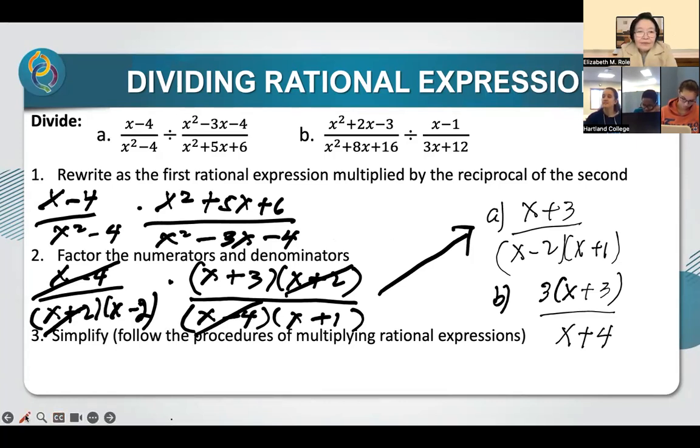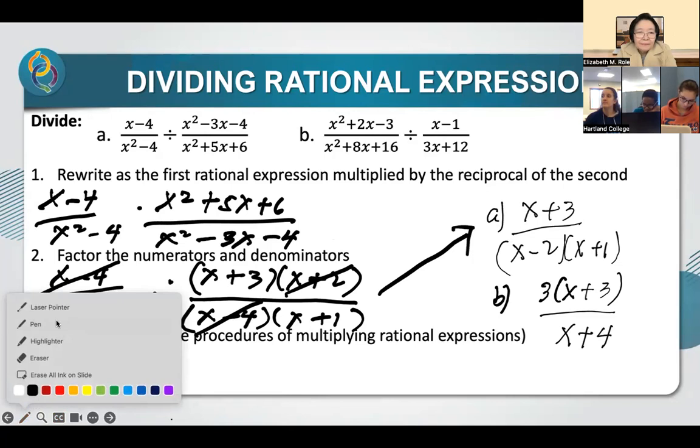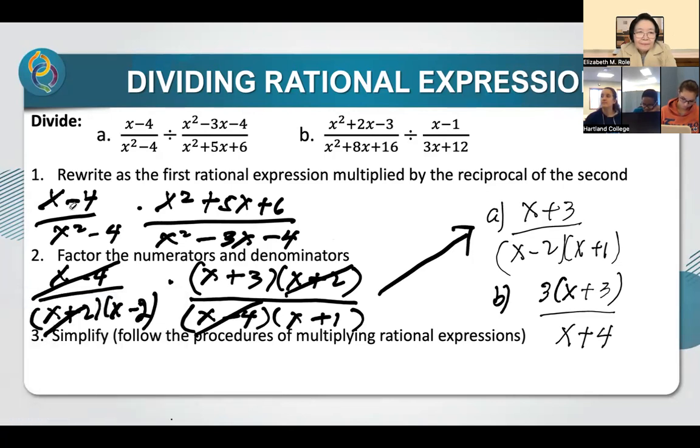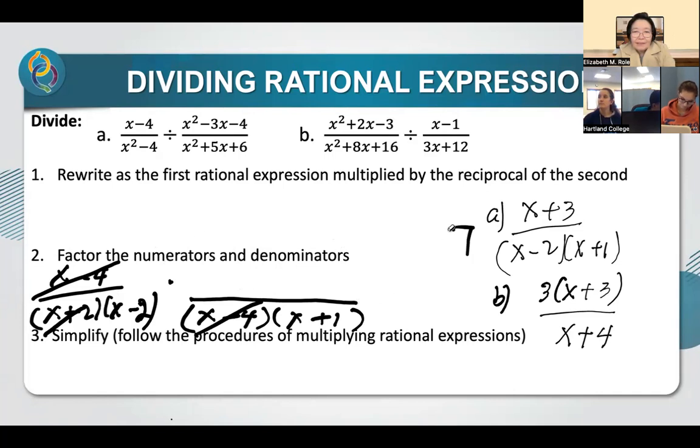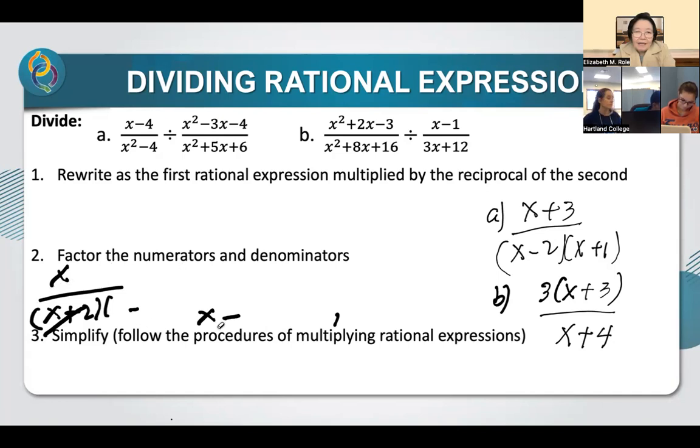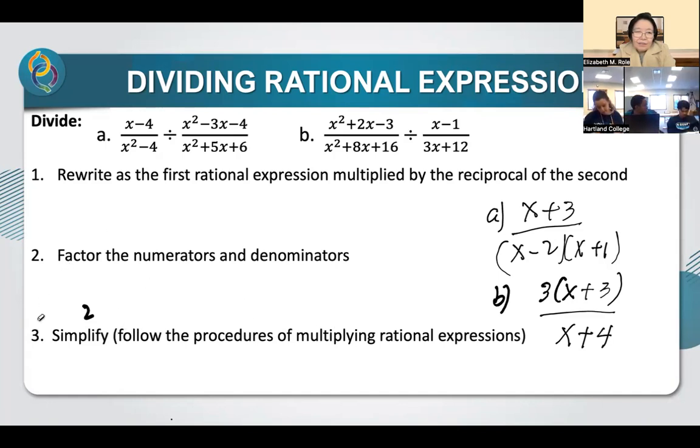And of course, for the other one, you flip immediately and then proceed to factoring. Let me just erase so that I will not remove the answer. I wish I were there with you, so it's easy to erase the board.